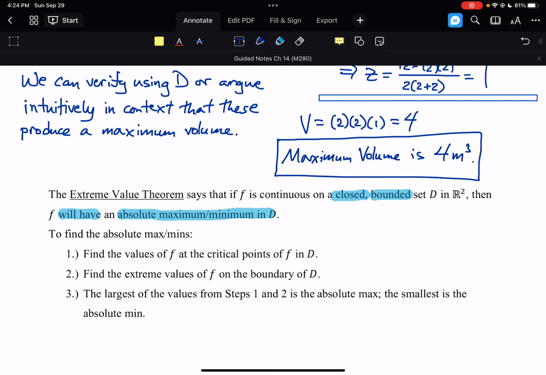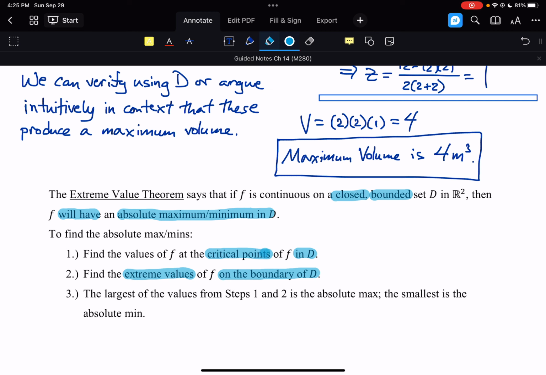In Calc 3, we're not working just with a curve, we're working with a region. So in order to find these absolute maxes and mins, we're going to find the values of f at the critical points in D, so any critical points that are within our region. And find the extreme values of f on the boundary of D. We look at any critical points because those could produce maxes and mins in the region, and we need to look at the edges. Kind of like in Calc 1, where they say test your endpoints. Well, here it's not endpoints, it's a boundary curve.